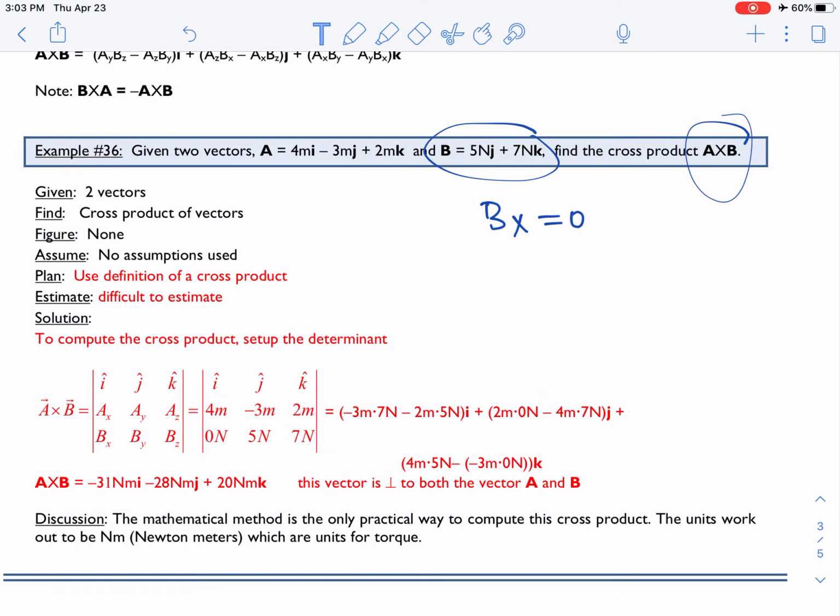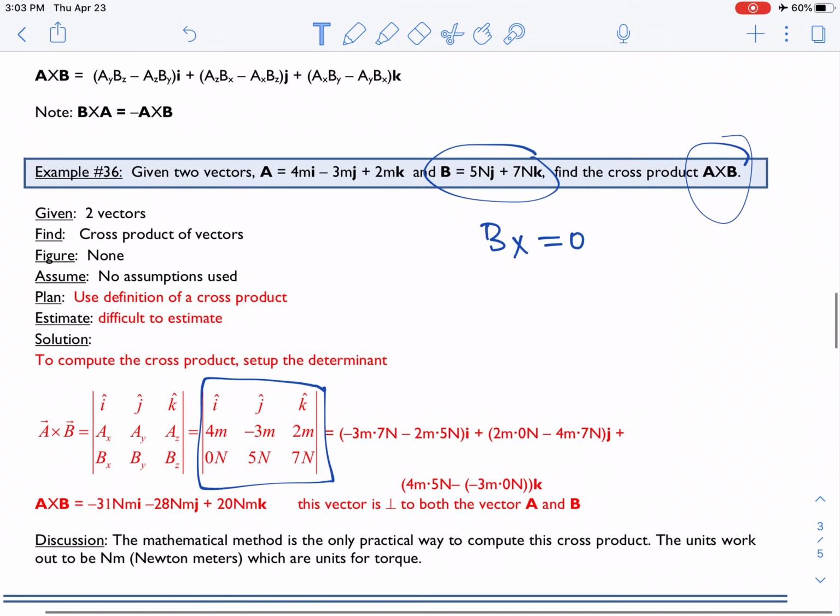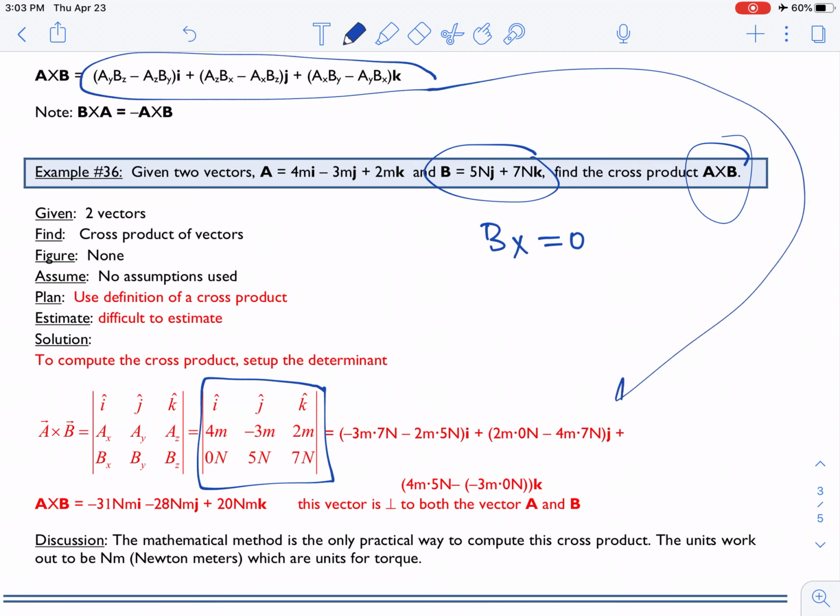Okay, so we did set up our determinant. Hopefully this is clear how to get this A cross B, and then we're just going to apply what we learned. So basically we are using this in here, right? But you can get it from the determinant. So I'm covering the i hat first, and I'm going to go diagonally to the right.